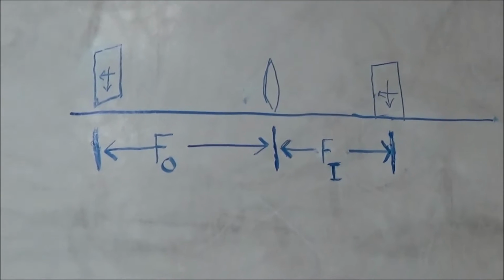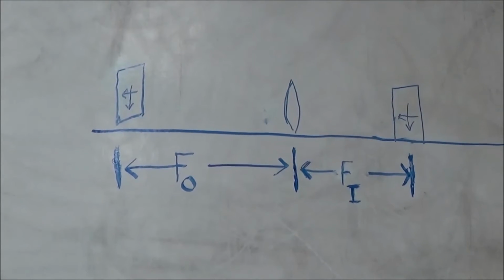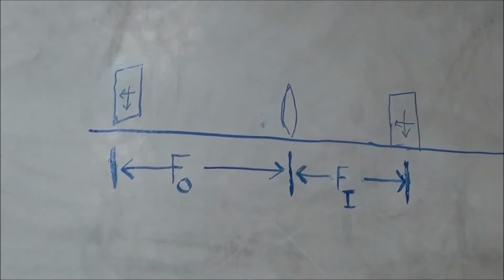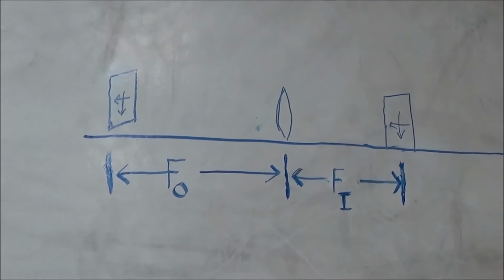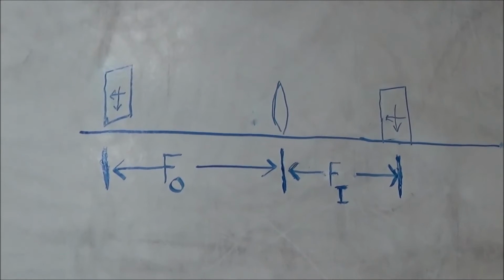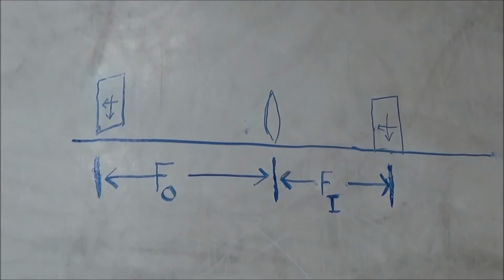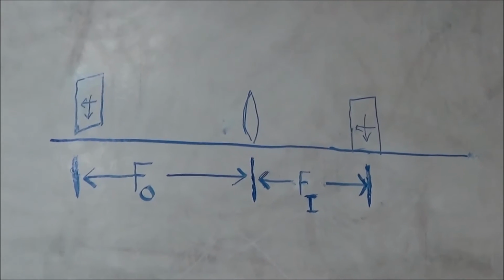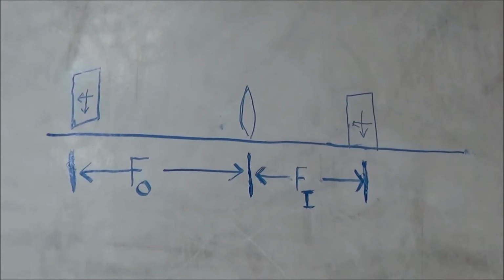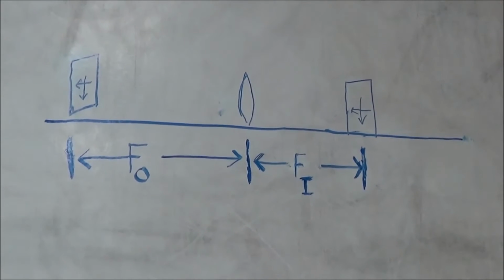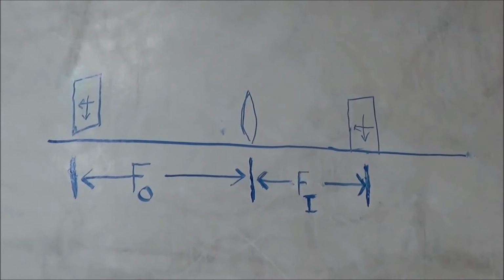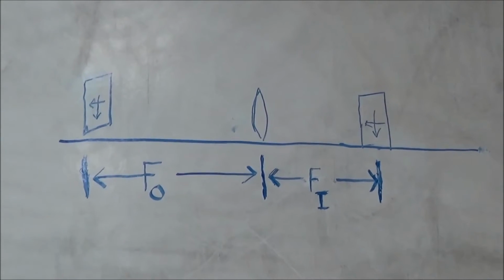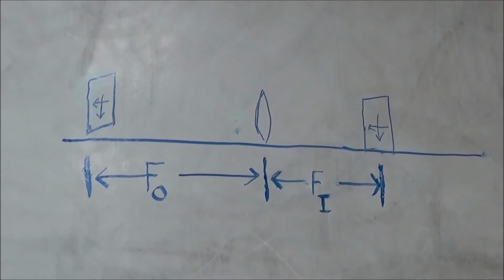So for our purposes, the FO is the distance between the object that is illuminated to the lens. And FI is the image distance. It's the distance from the lens to where the screen focuses the image. So now we are going to show you the optic bench as it is lit up.